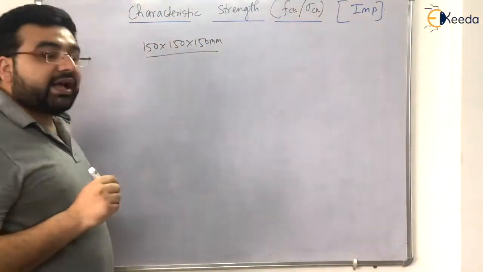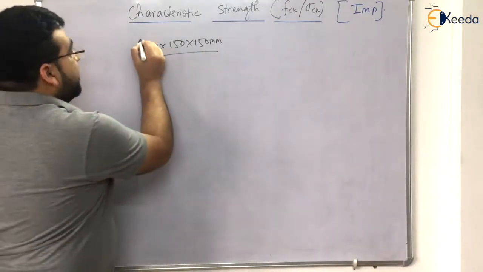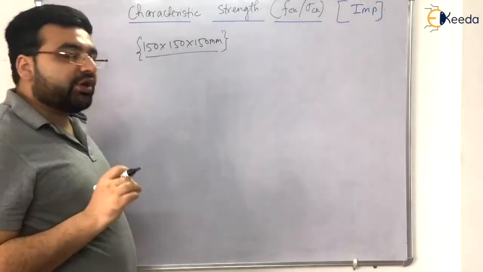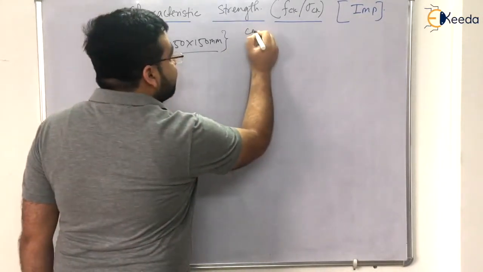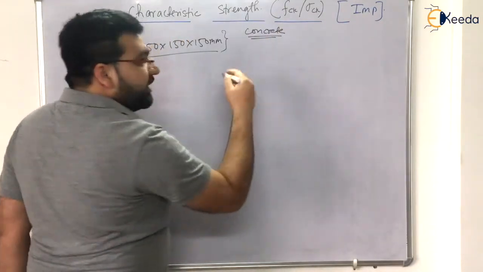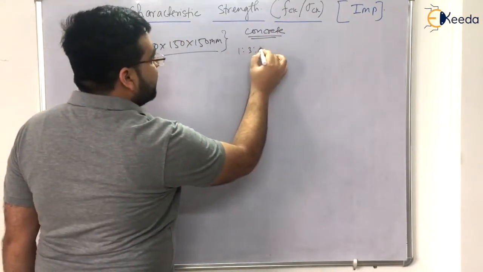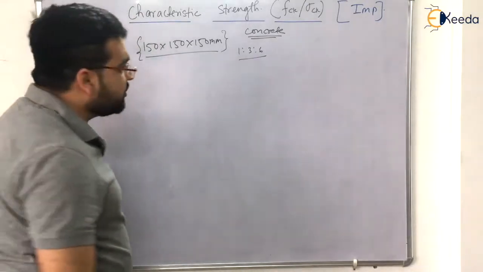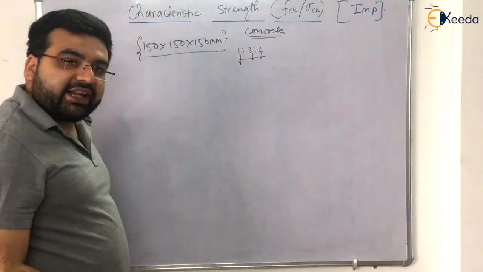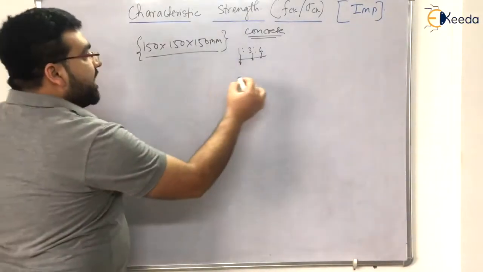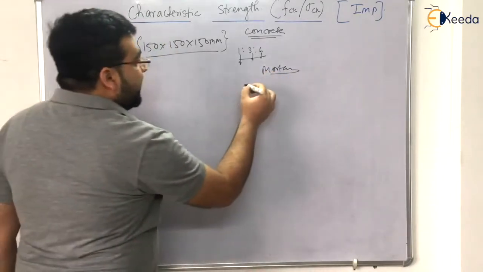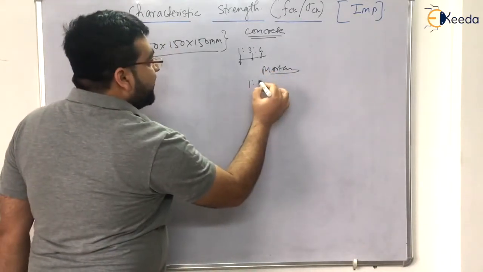One more thing I would like to tell you: whenever you check the strength of a concrete specimen, you mix it with some ratio. Let us say the ratio is 1:3:6, cement, fine aggregate and coarse aggregate. But whenever you check the strength of mortar, you take cement in ratio 1:3.